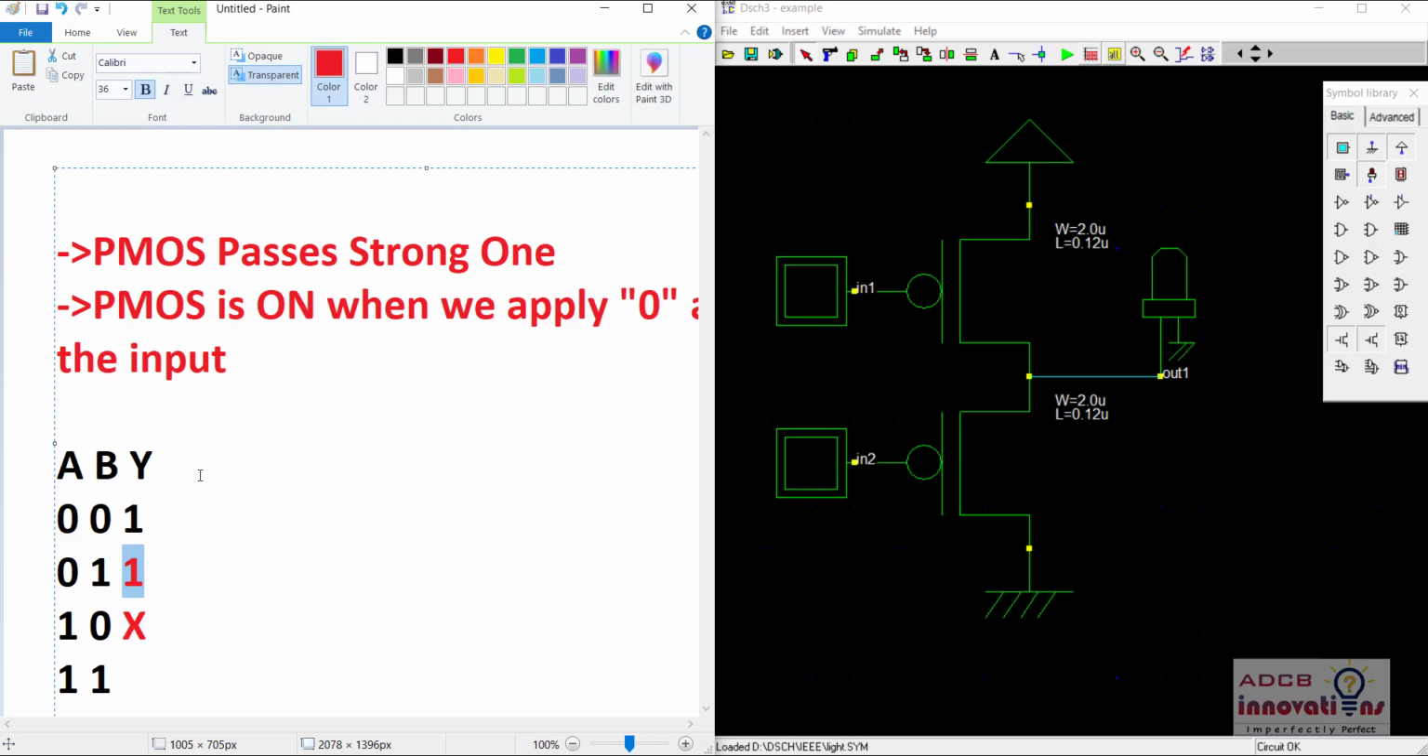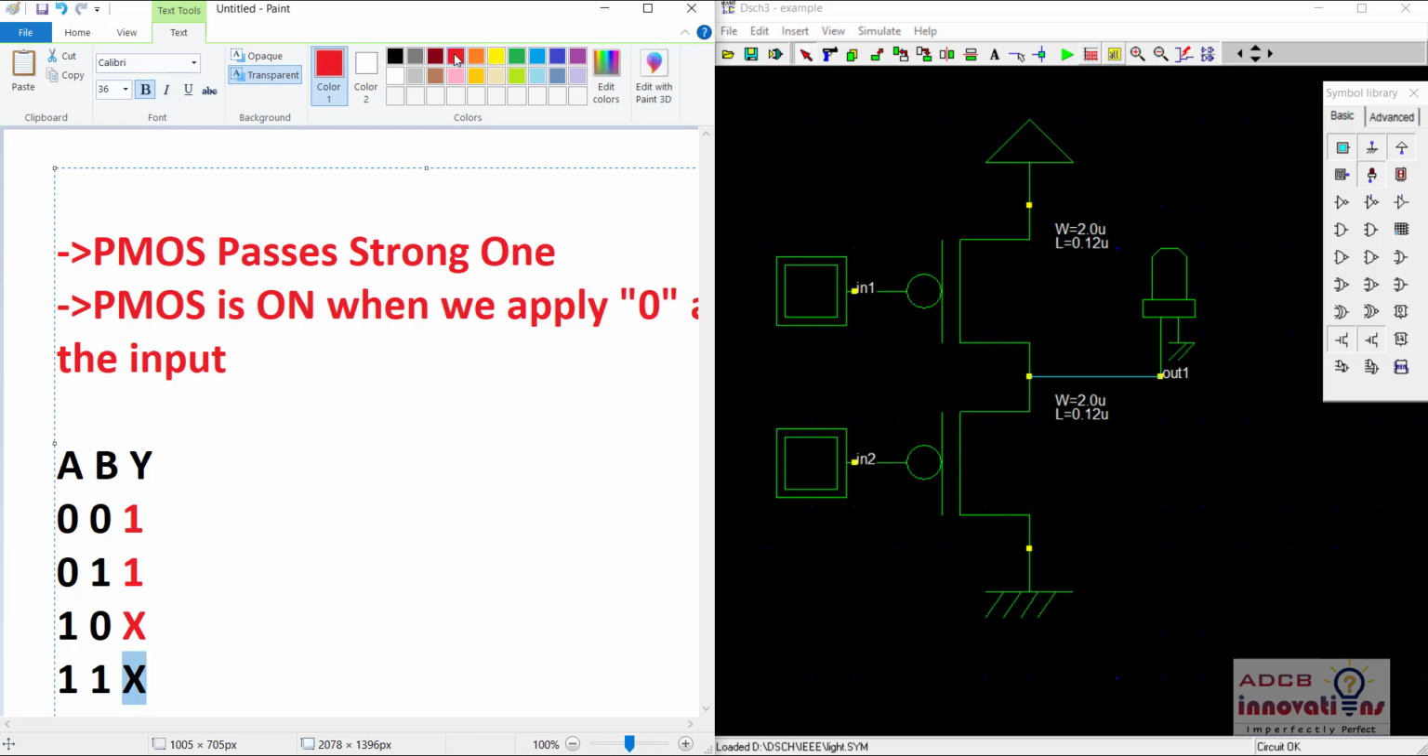And in the final case, when both are 1, both are off, open circuited. Again in this case there is no deterministic value because there is no strong 1 being passed, and even if a 0 is passed, it does not pass a strong 0. So in any case we will be having an undeterministic output.